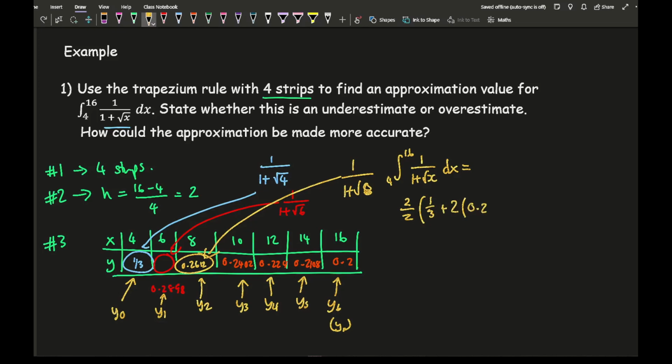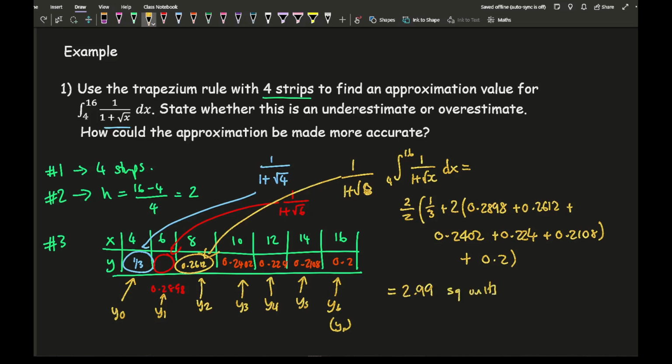So I've got 0.2898 plus 0.2612 plus 0.2402 plus 0.224 plus 0.2108, close bracket, plus 0.2. And if I type that all into my calculator as accurate as I can be, then what I should end up with is 2.99 to 3 decimal places, and it's going to be in square units.